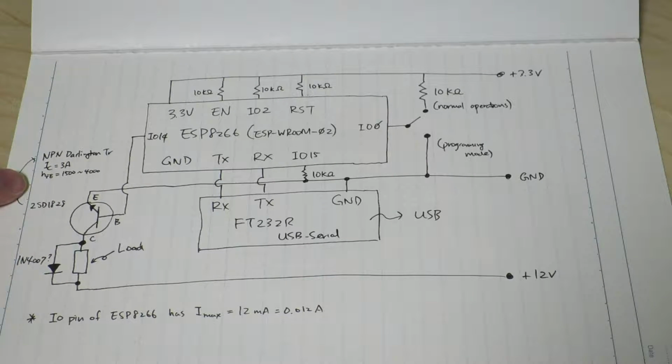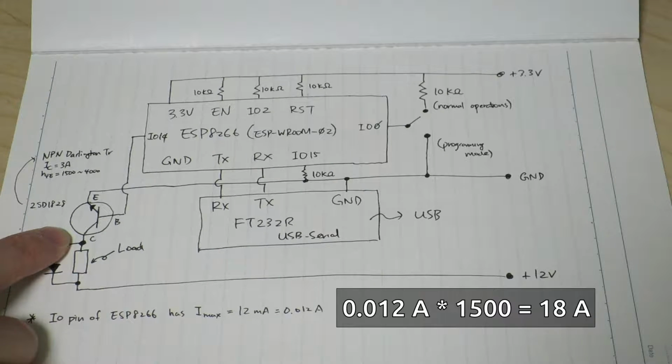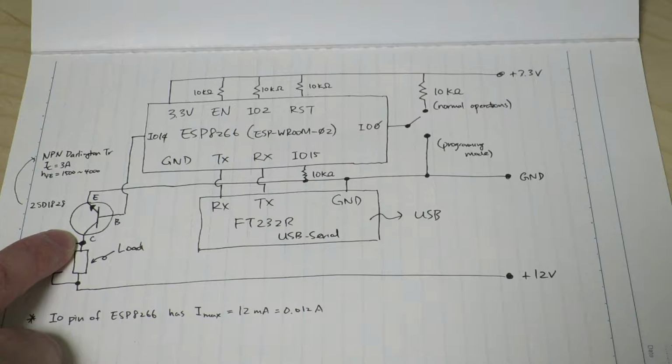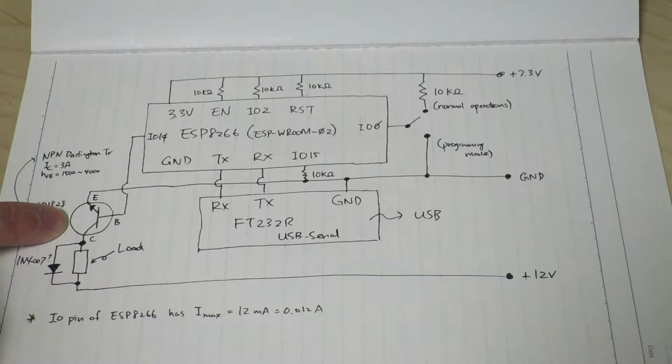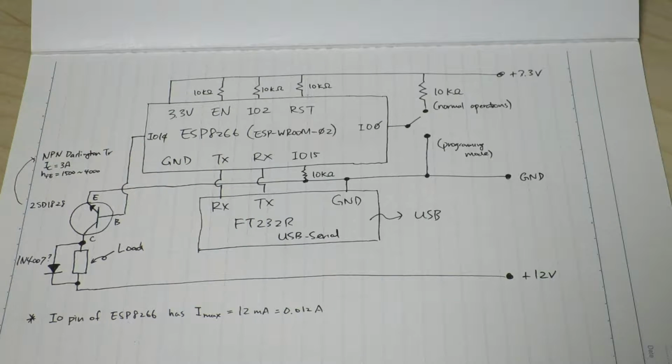Since a Darlington transistor can give really high gains, in this case a minimum of 1500, that tells me a 12 milliamp signal would be able to pull 18 amps through this Darlington transistor, which is more than what it can handle. So even if this Darlington transistor will be pulling 3 amps, it's nowhere near the 12 milliamp maximum that the ESP8266 can provide at its GPIO pin.